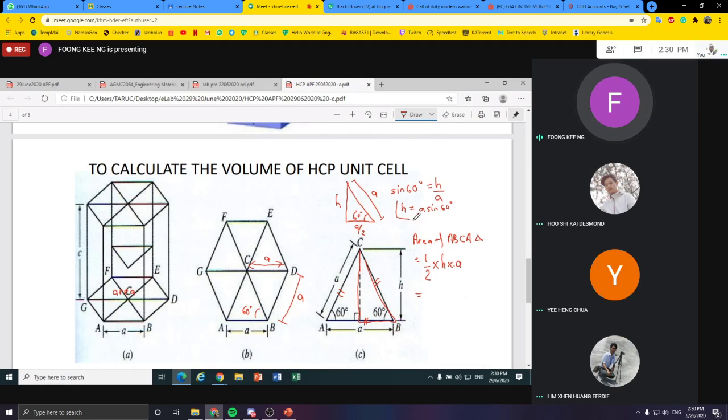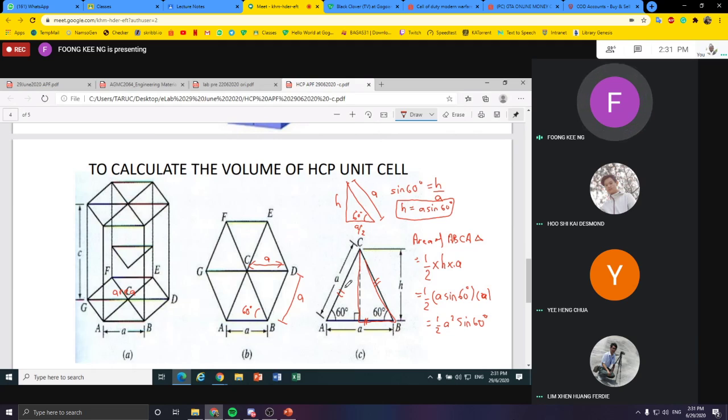So this is my height. Okay. So what do we have here, replace to here. So it's going to be half times my height, A sine 60, times A. Okay, what's the value? A squared sine 60 over 2. All right. Now we have done half, half settled.